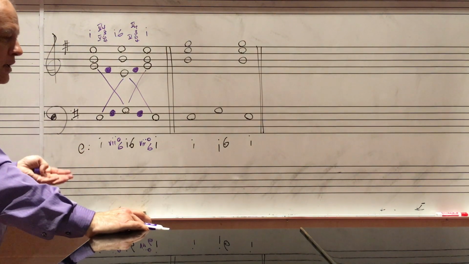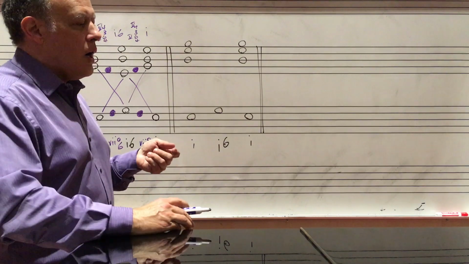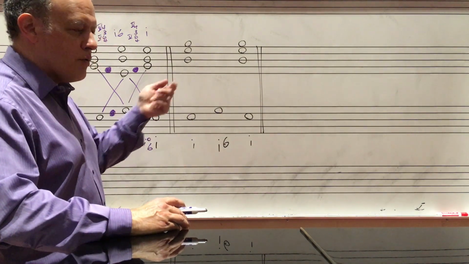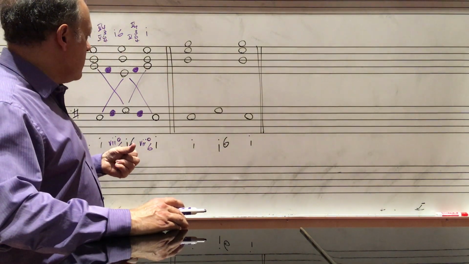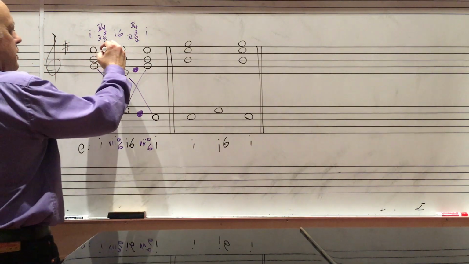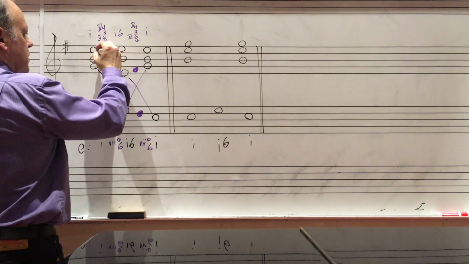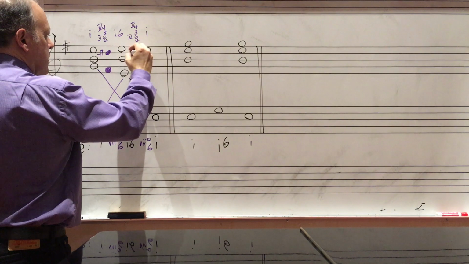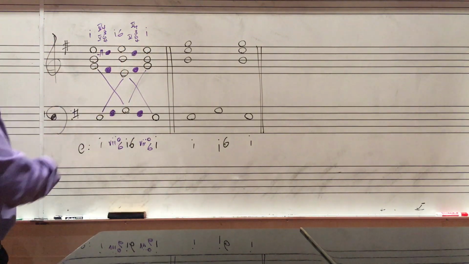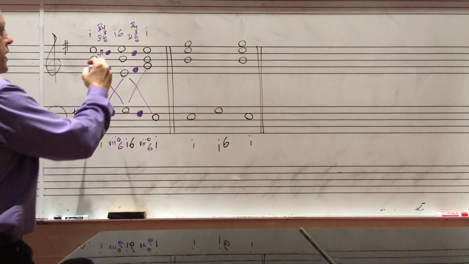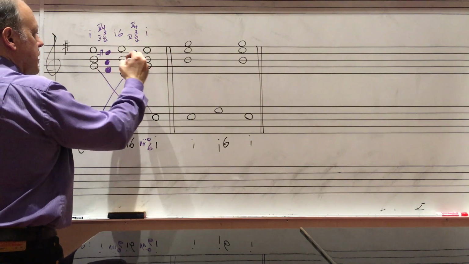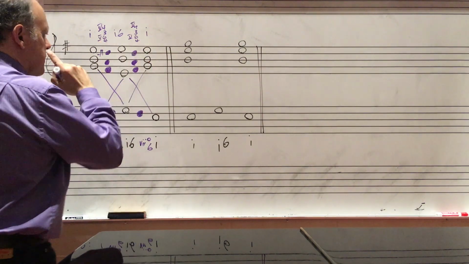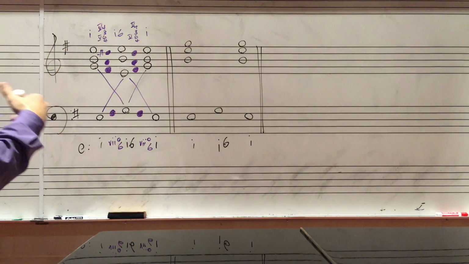And then the only other things I need to pay attention to are the leading tone, the root of the triad, and the fifth. So here is the leading tone. Write it as though it were in one measure. And here's the fifth.